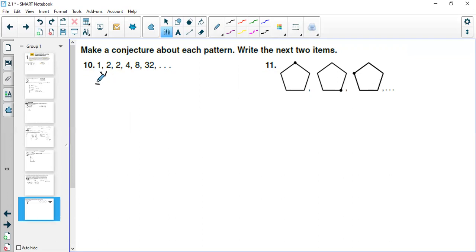So there are two possibilities. We can either do 1 plus 1 to get 2, or 1 multiplied by 2 to get 2. Okay, what about the next one? It's 2, 2. So there's no difference between 2 and 2. Either it has to be multiplied by 1 or it has to be added by 0.